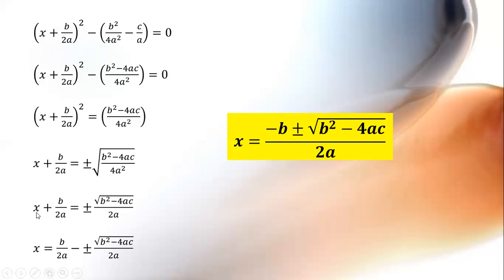Now x plus b by 2a is equal to plus or minus root of b square minus 4ac by 2a. So x is equal to minus b by 2a plus or minus root of b square minus 4ac by 2a. So when we write it as the quadratic formula, we get x is equal to minus b plus or minus root of b square minus 4ac by 2a.